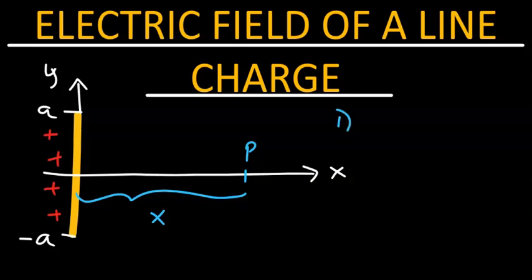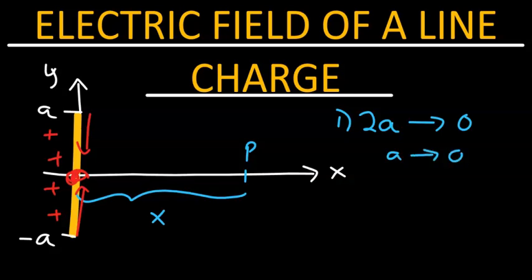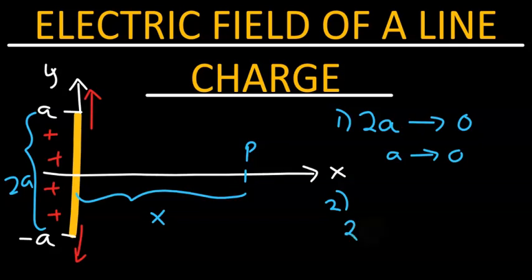Case 1, when this entire line charge shrinks into just a point charge at the origin. That means the entire length of the line charge goes to 0, or a goes to 0. Case 2, what happens when this finite line charge extends all the way to infinity? Namely, this entire length 2a goes to infinity. Now let's do this problem.